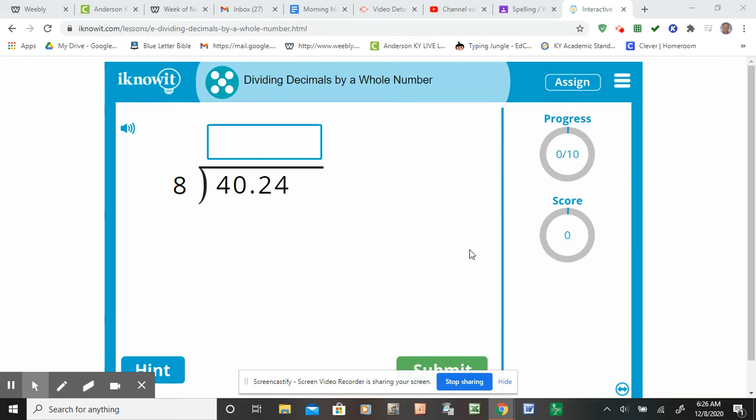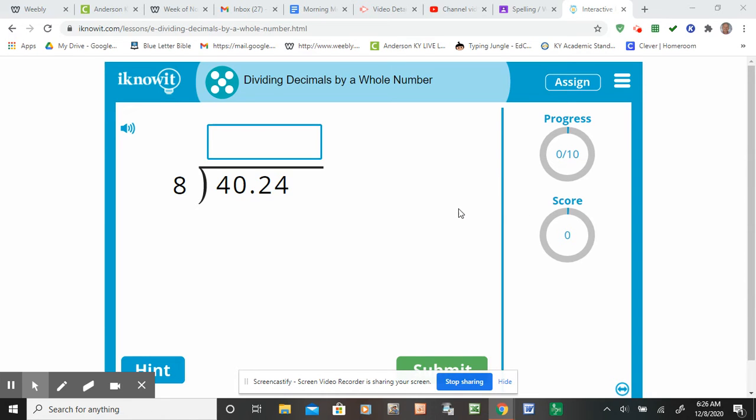Good morning, kids. Today we're going to be learning about dividing decimals by a whole number. Remember, a decimal is a number with a decimal point in it. There it is: 40.24. That's 40 and 24 hundredths. And we're going to divide that by 8.